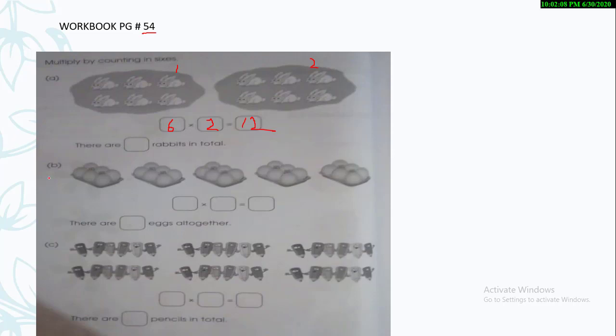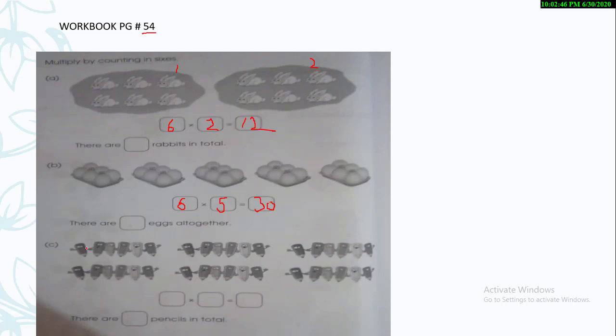Okay, let's have part B. How many items are there in each group? Let's count first. 1, 2, 3, 4, 5, 6. Yes, there are 6 items in each group. And how many groups are there? 1, 2, 3, 4, 5. I hope some of my students are even solving it before me. 6 fives are, or you can even do 5 sixes are. I know the answer, that is 30.